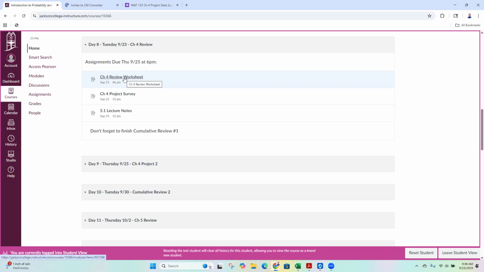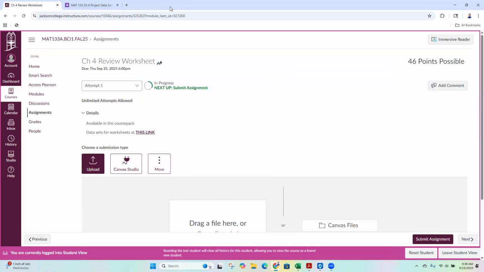Next, let's take a look at the chapter 4 review worksheet. You're going to find that in your course pack on page 365. Page 365. There's 4 pages for the chapter 4 review worksheet. So we're going to work on that, and then we're also going to finish the cumulative review. So we're going to turn in 2 worksheets today.